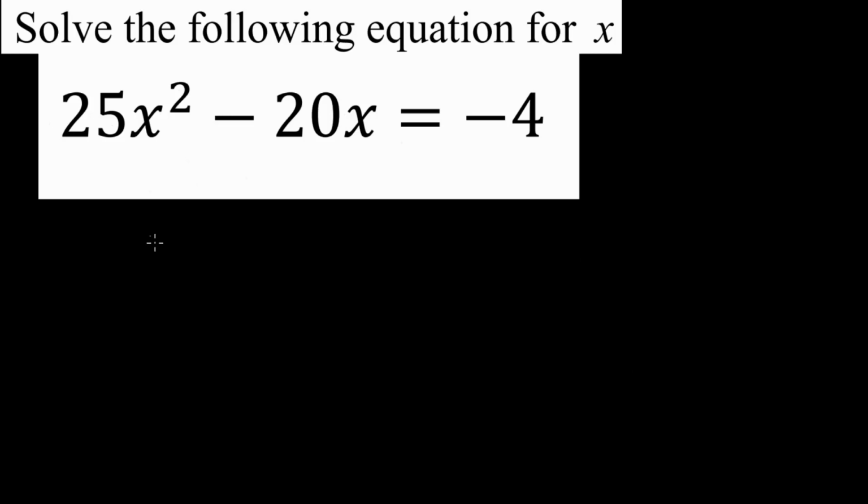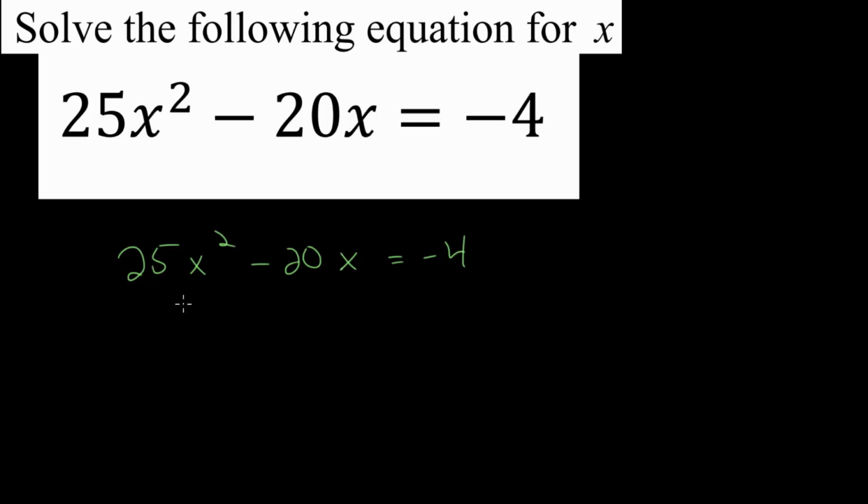So I'll start with just rewriting everything. 25x squared minus 20x is equal to -4. We have a quadratic equation, a polynomial of degree 2, since our highest power of x is 2. With these types of equations, it's usually best to set one side of the equation equal to 0. And from there, there are many different methods to actually solve it.